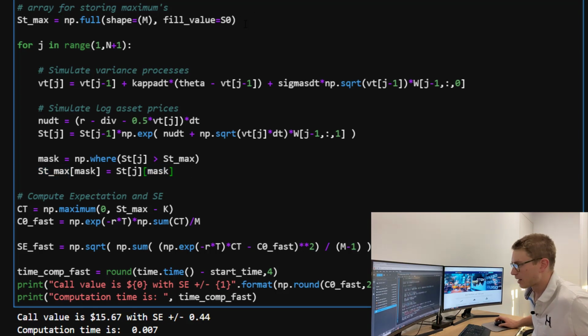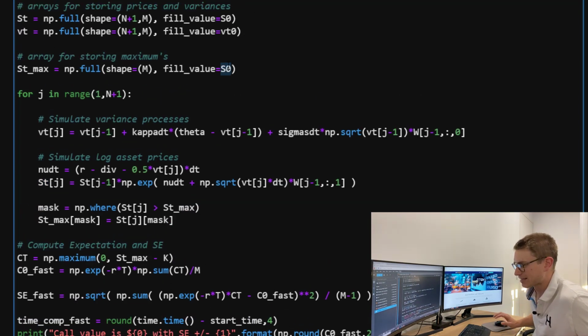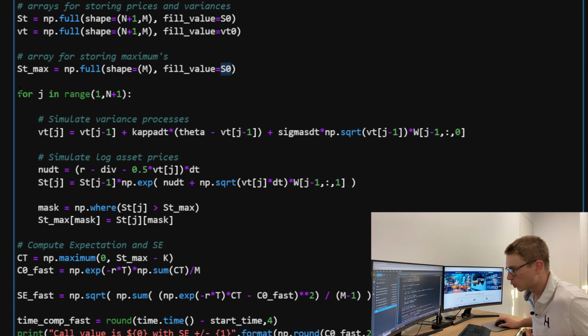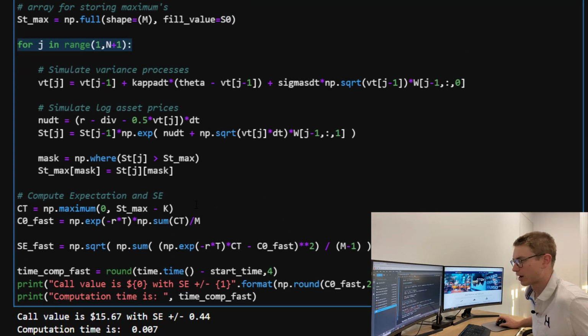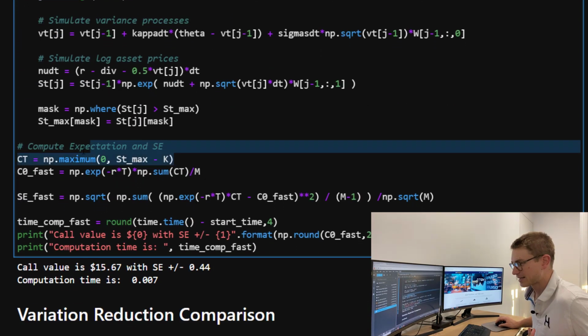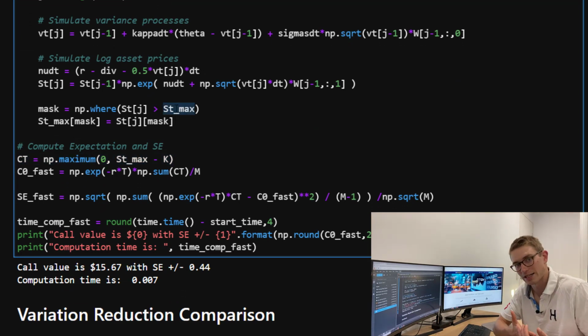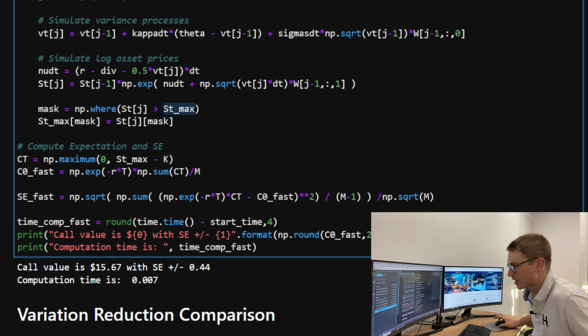So in our first time step, it would just stay as 100 for all the prices that went down, but for the prices that exceeded 100, they would be replaced with whatever that value is. Once we run through all time periods, 52 time periods, then we can calculate the maximum between all of these observed maximum prices in those 52 week periods minus K if positive.